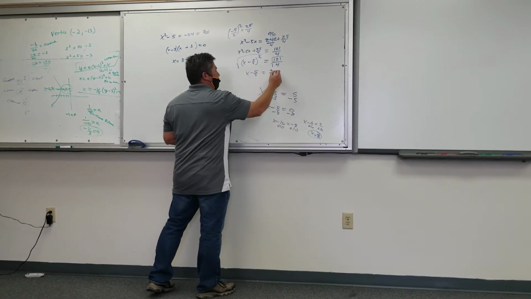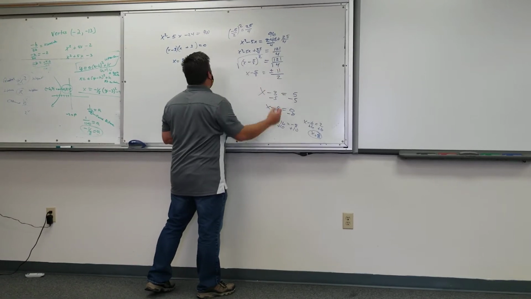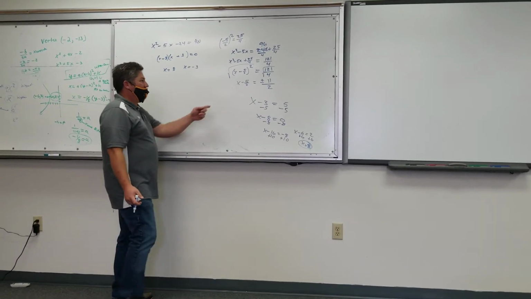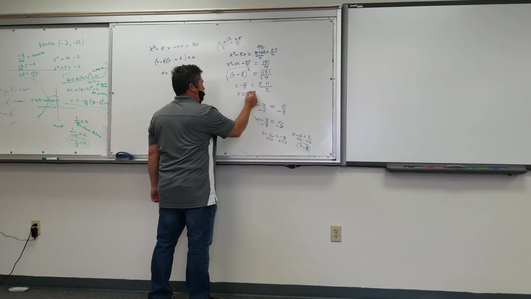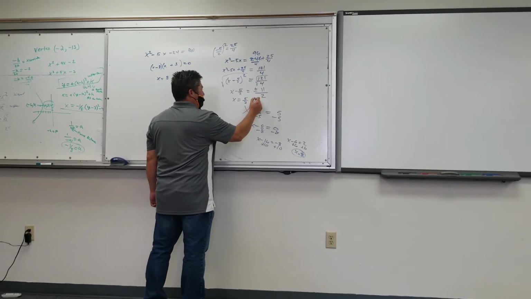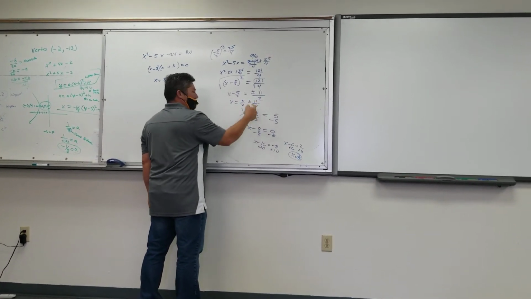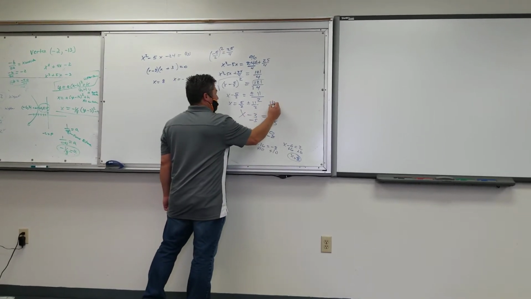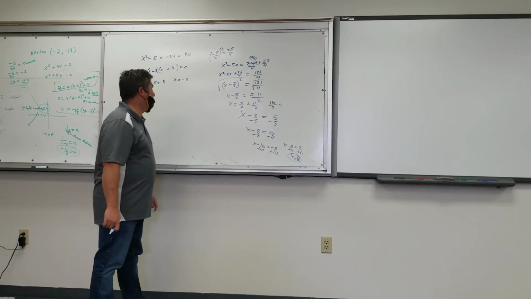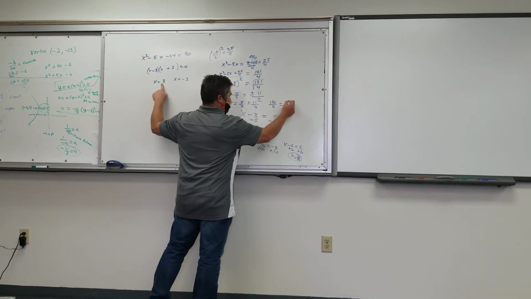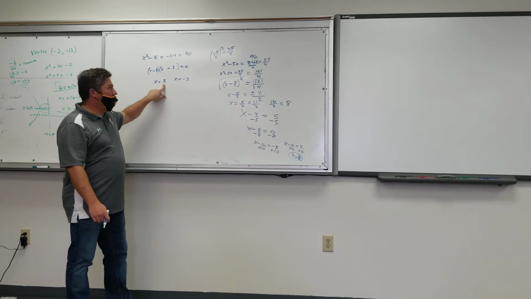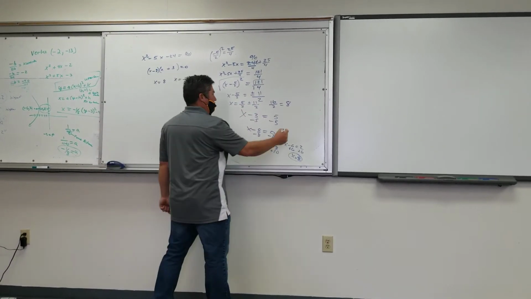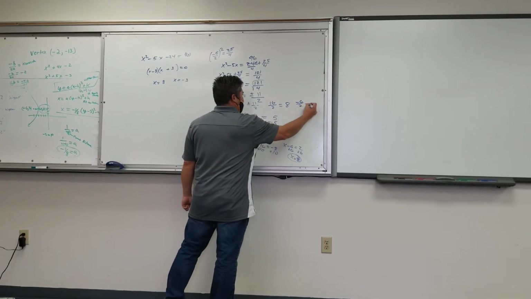What's the square root of this side? Plus or minus what? 11 over what? 2. What should I do to both sides? Add 5 halves. X equals 5 halves plus or minus 11 halves. 5 plus 11 is? What's 5 plus 11? 16 halves. What does 16 halves equal? 8. Five minus 11 is? Negative 6 halves is?